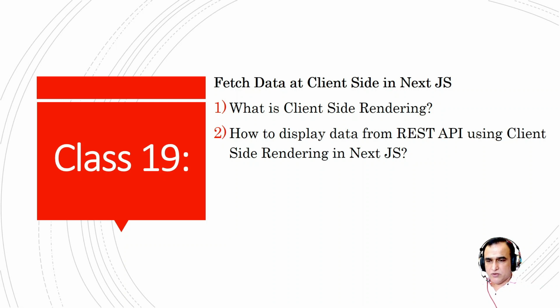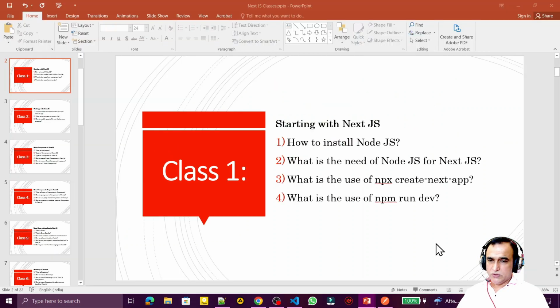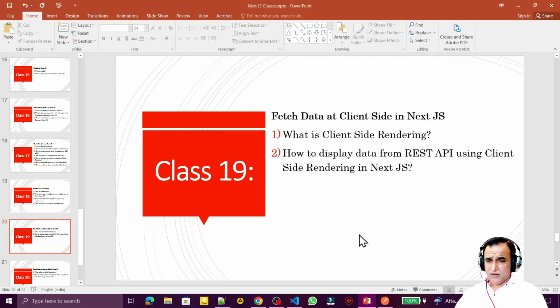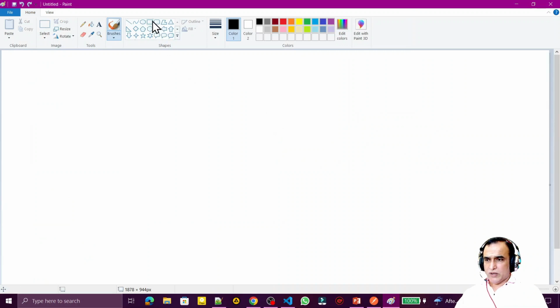That's why I have a question: what is client side rendering? And here we will display data from a REST API using client side rendering in Next.js. So the concept is fetching data at client side. How to do this and what is client side rendering, that we are going to learn. So first of all, I open MS Paint and try to explain what is the meaning of that.